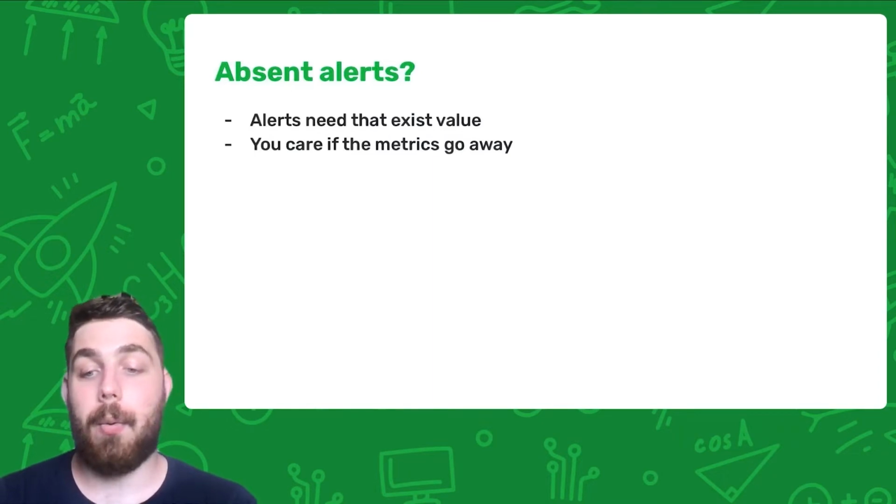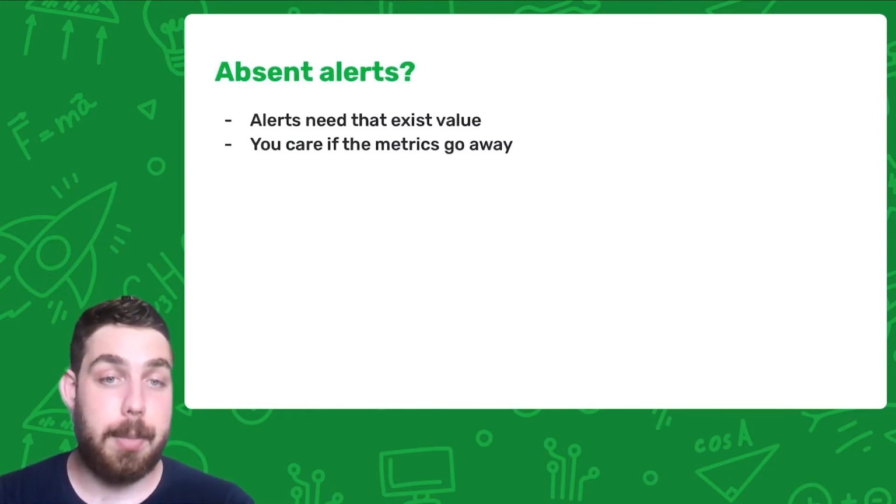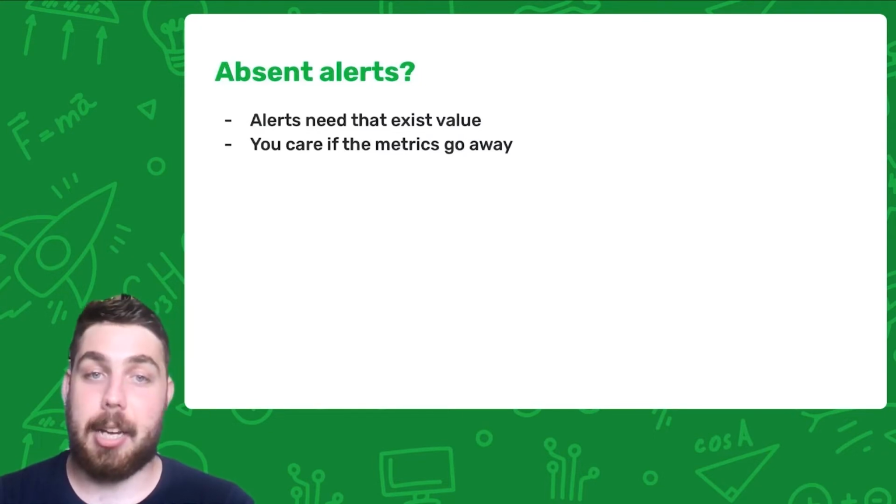But when the metrics that you're using for alerts go away, your alerts aren't going to work anymore. And metrics could go away for a variety of reasons. Perhaps the exporter has changed and it's not exporting the same metrics that you expected it to. Or maybe the labels on a metric in your app have changed, but they haven't been updated for the alert rules.